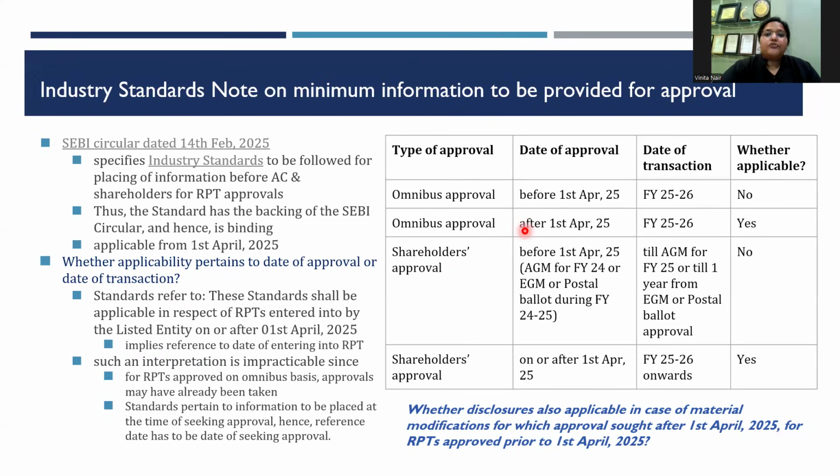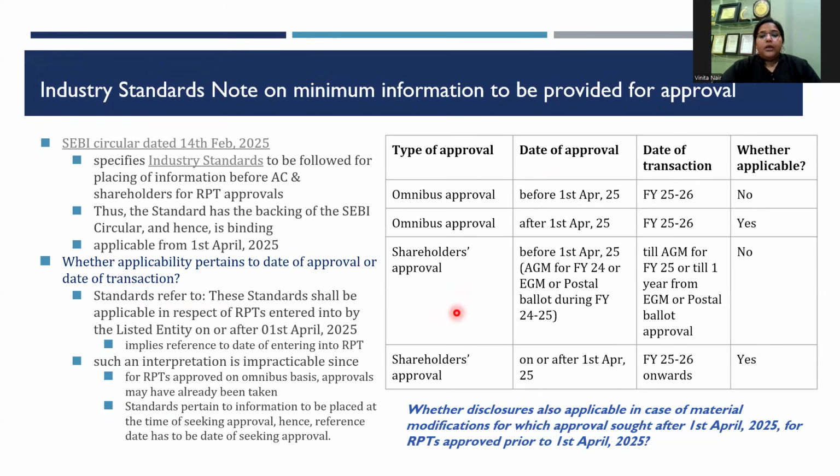But if the approval itself is being taken after 1st April, in that case, the revised requirements of the ISN will become applicable. Similarly, for a shareholders' approval, where the shareholders approved material RPTs, say in the last AGM, or by way of EGM or a postal ballot thereafter, even though the transactions are undertaken after 1st April 2025, this circular will not have an impact. But if we are approaching the shareholders on or after April 1st, 2025, the revised disclosure requirements will become applicable.